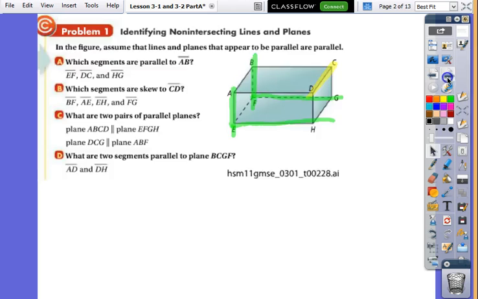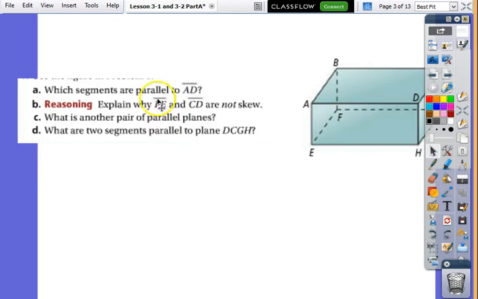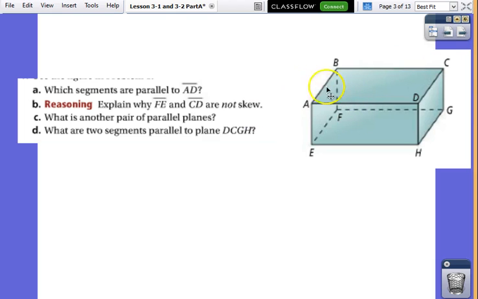What I want you to do on a sheet of paper real quick is jot down the answers to these questions, looking at this figure right here. All right, and we're back, and hopefully you've had some time to decide what your answers are on this particular problem. So, which segments are parallel to AD? I need to find line AD.